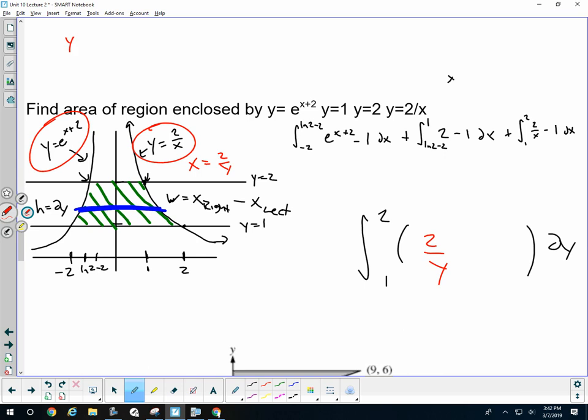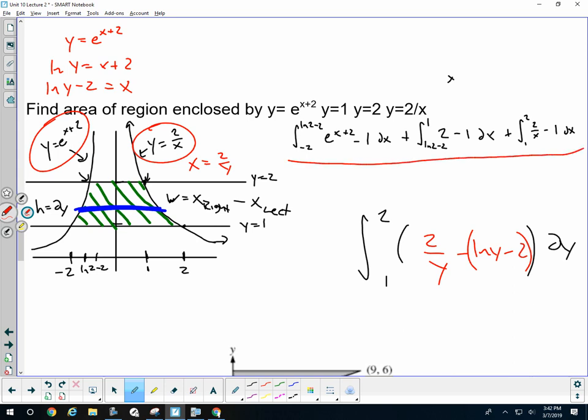This, y equals e to the x plus 2. I'll take the natural log of both sides. I'll subtract 2. And I get log y minus 2 equals x. Make sure that's in parentheses. And if we have time, and I don't have time, because even doing this is going to take us a long time to plug into our calculator, I would see that this sum of these 3 integrals would be the exact same as this one integral.